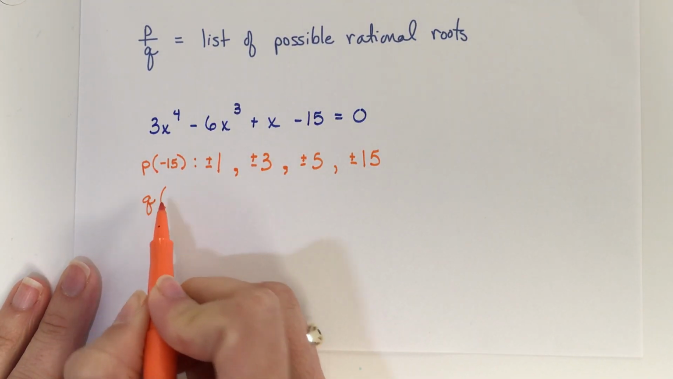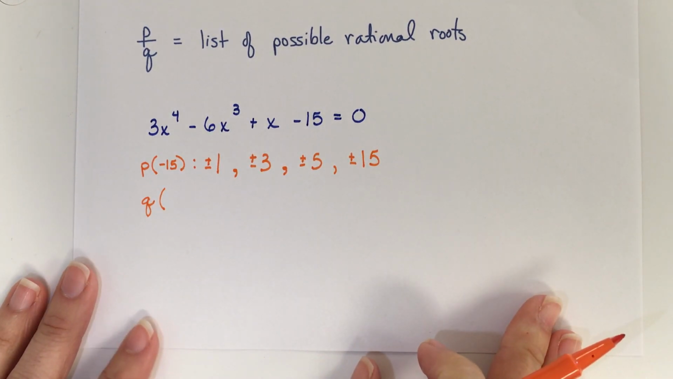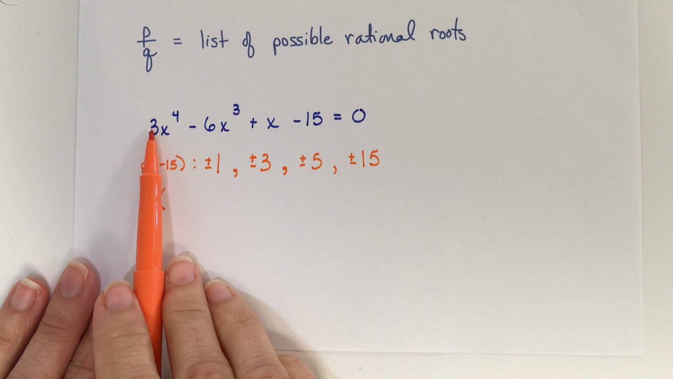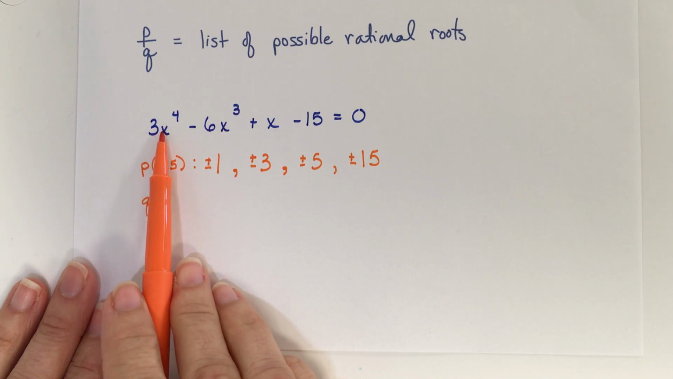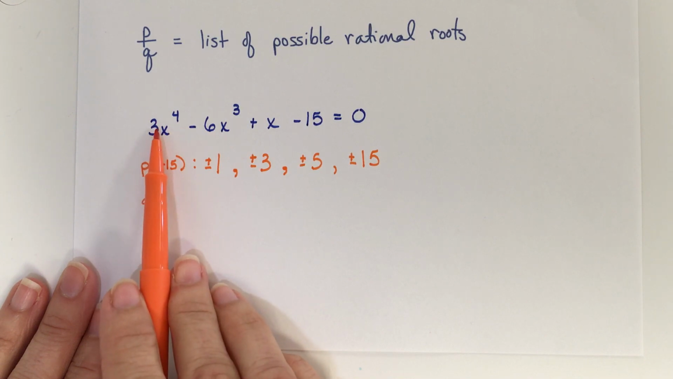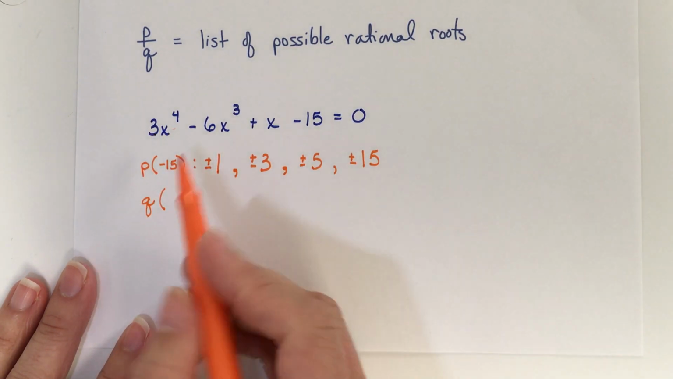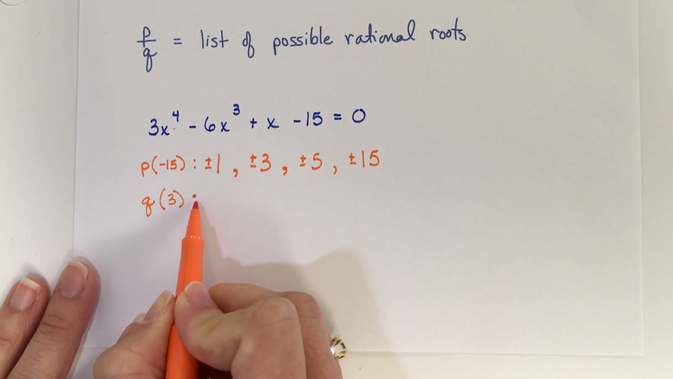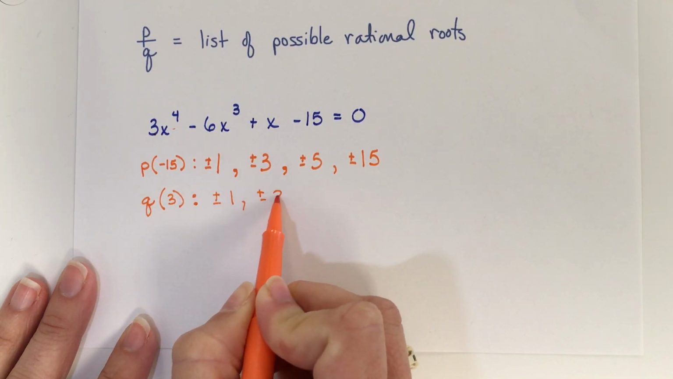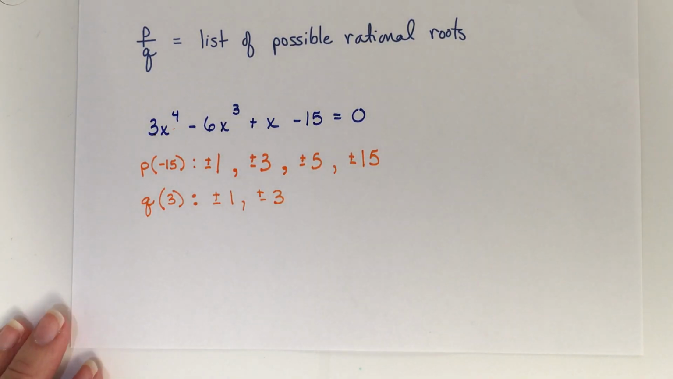Q was referred to as the factors of the leading coefficient. Your leading coefficient is going to be the number in front of the x that's got the biggest exponent. Typically it's the first term, but it doesn't have to be. It just is most of the time. So in this case, my leading coefficient is going to be the 3. Then I've got to list everything that will go into 3. The only things that will go into 3 are 1 and 3.